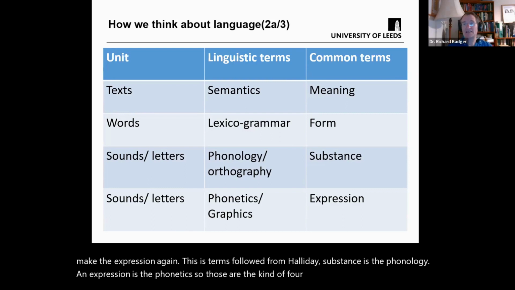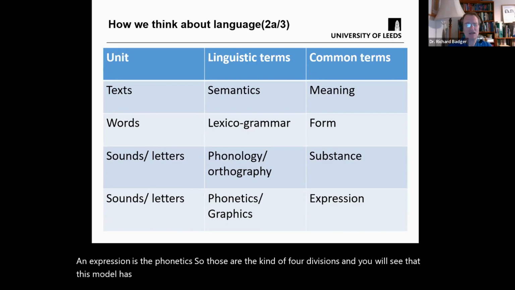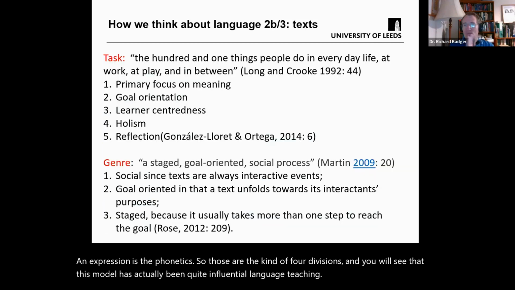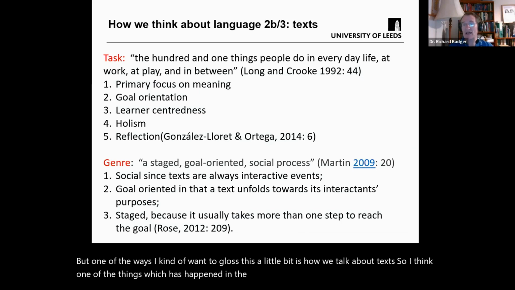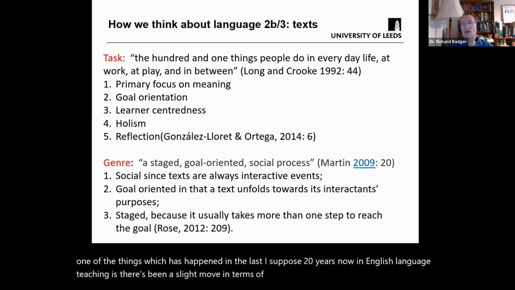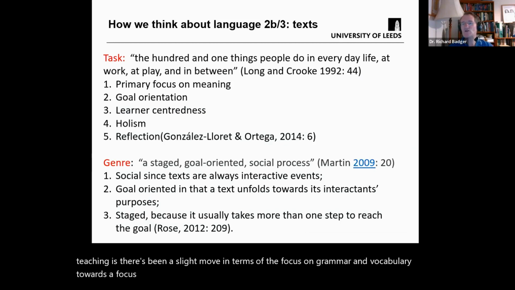And you will see that this model has actually been quite influential in language teaching. But one of the ways I want to gloss this a little bit is how we talk about texts. I think one of the things which has happened in the last 20 years now in English language teaching is there's been a slight move from the focus on grammar and vocabulary towards a focus on texts. And here I'd want to say there are two frameworks in which people talk about texts, but these are related. They are complementary, I think.